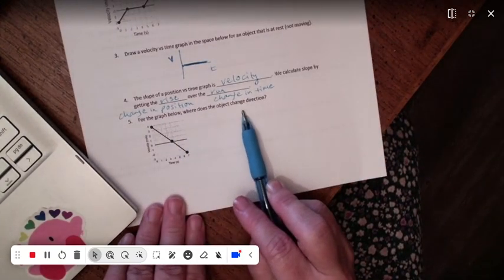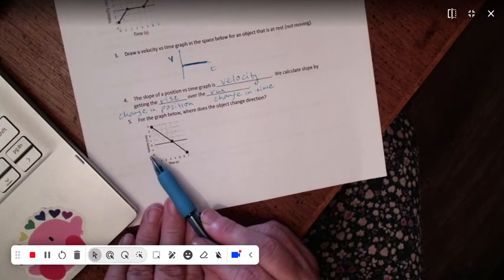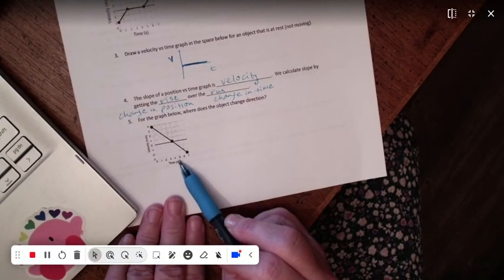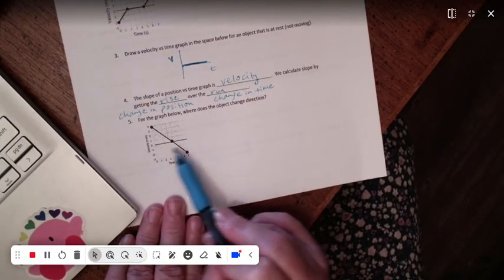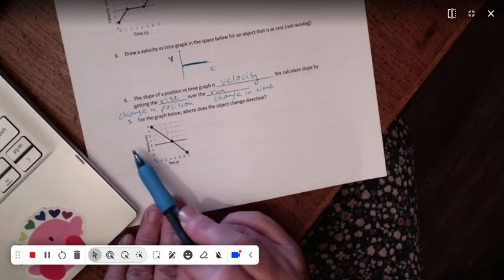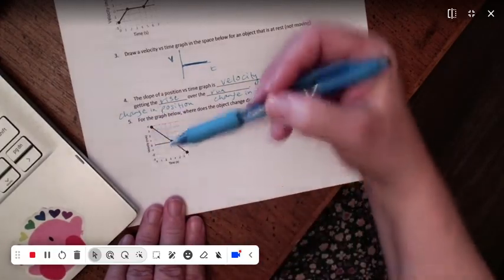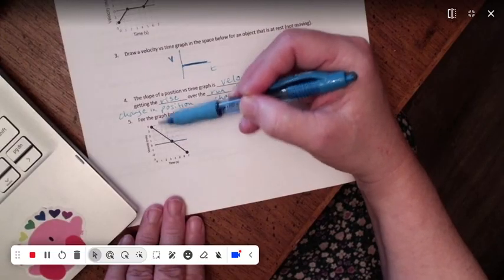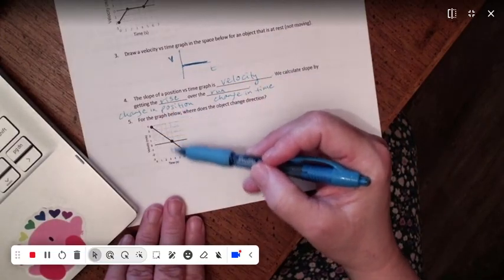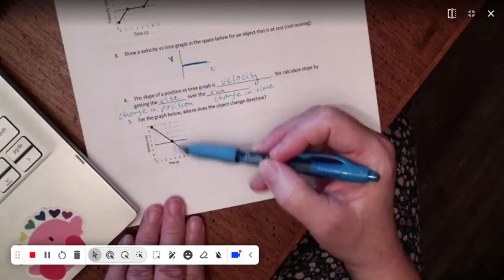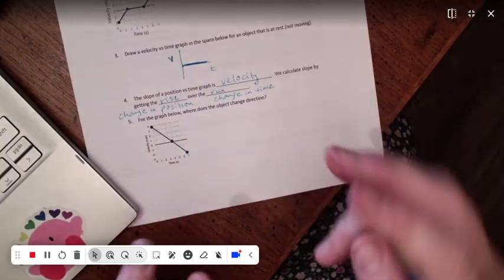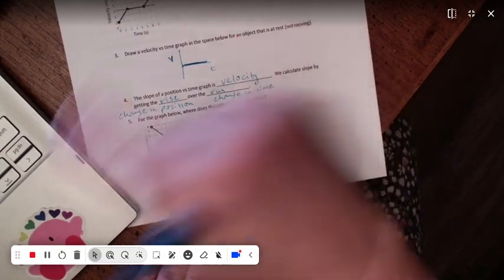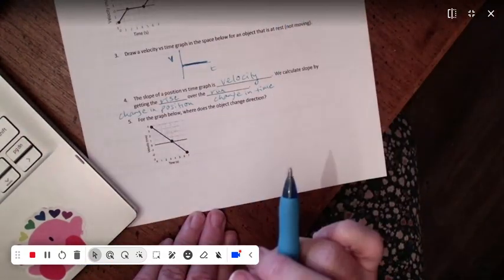For the graph below, where does the object change direction? It's hard for y'all to see on the video, but this is a velocity versus time graph. And remember, the x-axis is like a barrier between a positive and a negative direction. These values are positive. That means I'm moving in a positive direction. These values are negative. That means I'm moving in a negative direction. It doesn't mean negative numbers. It means I'm moving one way versus the other way.